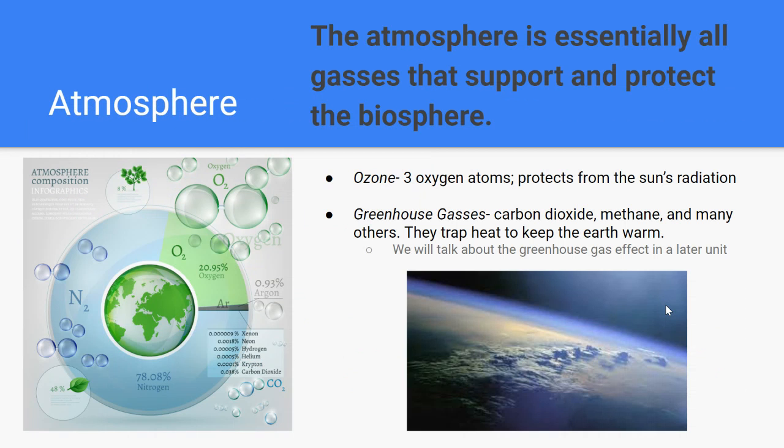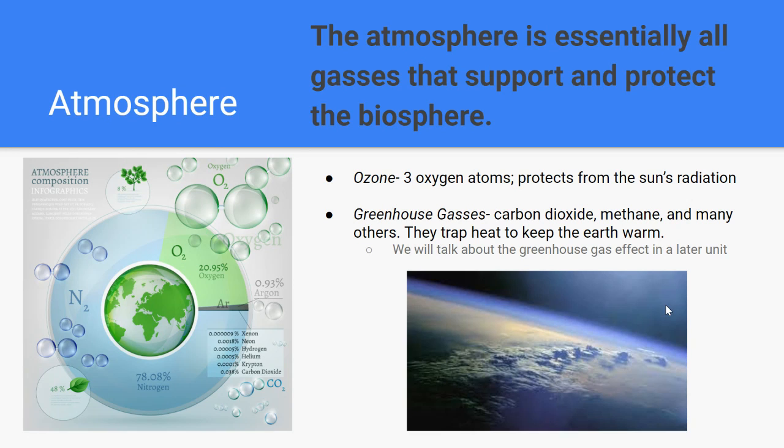So that's essentially all we need to know about the geosphere. The next one we're going to talk about is the atmosphere. The atmosphere is probably one of the spheres that we talk about the most, just because it is at the forefront of a lot of scientific conversation right now. The atmosphere is essentially all of the gases that support and protect the biosphere. And we'll talk about the biosphere in the next slide.